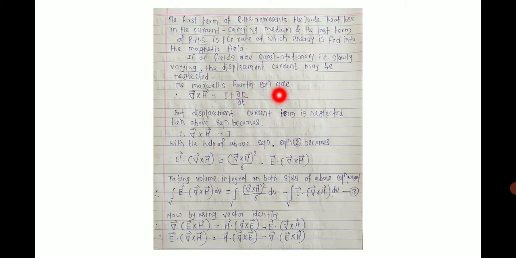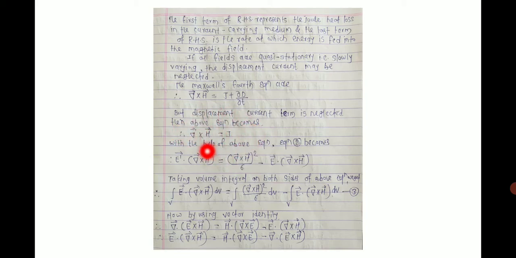Then Maxwell's fourth differential equation is del cross H equal to J plus delta D by delta T. But the fields are quasi-stationary, so the displacement current term, delta D by delta T, will be neglected, and the above equation becomes del cross H equal to J. That is, J is equal to del cross H.